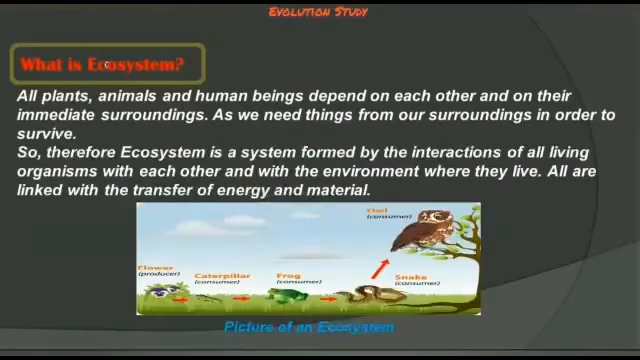I think without the ecosystem, the chain of the interactions of the living organisms would never have been possible. And I hope you all know that all the plants and animals and all the living beings depend on each other and on their immediate surroundings. As we need things from our surroundings in order to survive, an ecosystem is a system formed by the interactions of all the living organisms with each other and with the environment where they live. All are linked with the transfer of energy and material.